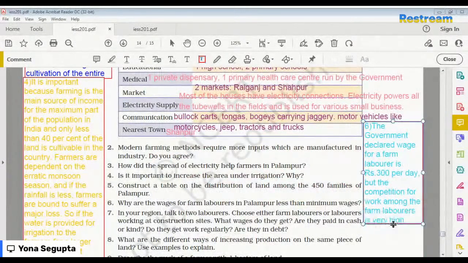So this is next after number 6. After number 6 we will be moving to number 7. Number 7, what is number 7? Let's see.